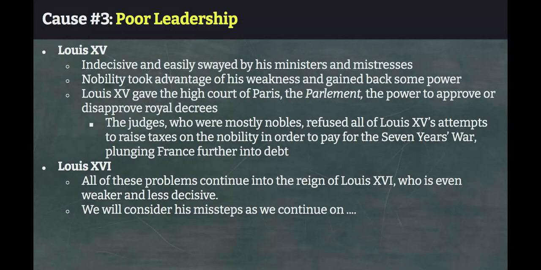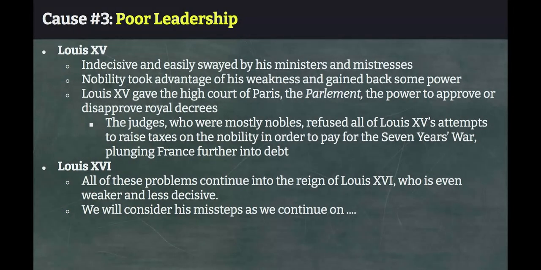The nobility really took advantage of that weakness, and they gained back a lot of the power that they had lost under Louis XIV. So that's going to give them some influence. Louis XV gives the High Court of Paris, the Parlement, which is not like Parliament in England, it's sort of like a local government, not like a legislature. We'll find there is a legislature, and we'll talk about that in a little bit, but we're not quite there yet. So Louis gives the Parlement of Paris the power to approve or disapprove royal decrees.